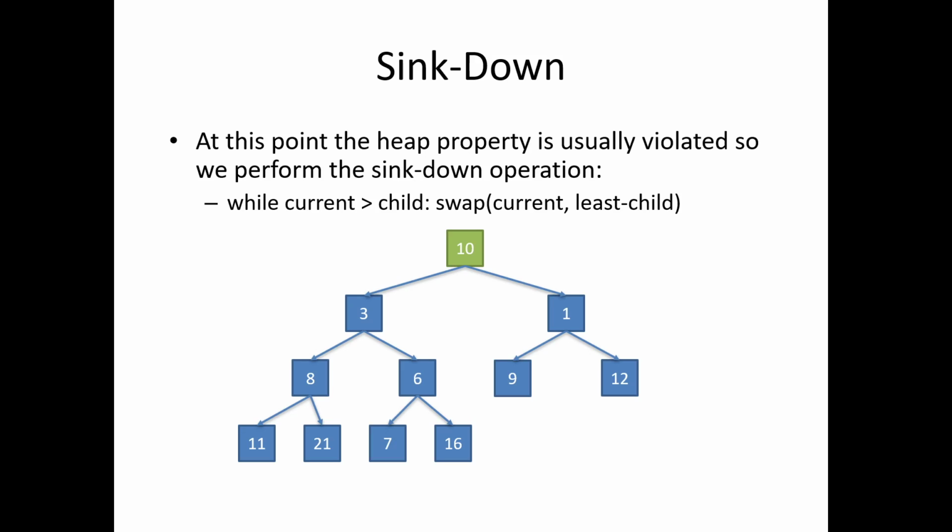So we can see here the 10, it is greater than both of its children nodes, the 3 and the 1. But if we were to swap the 10 with the 3, it would still be in violation with the 1. It's greater than 1. So the only way we can ensure that no violation is created by promoting one of our children is to promote the least child. And so we will promote the least child here, 1, and sink down the 10.